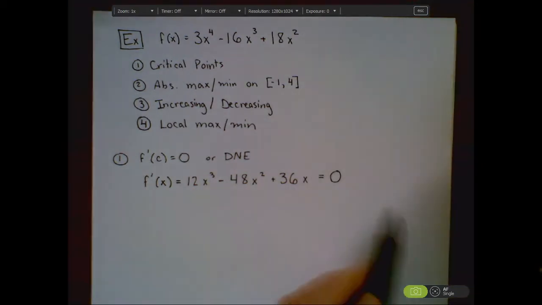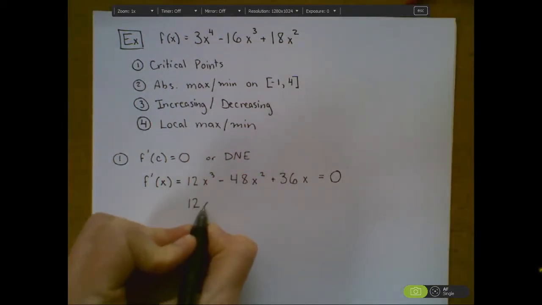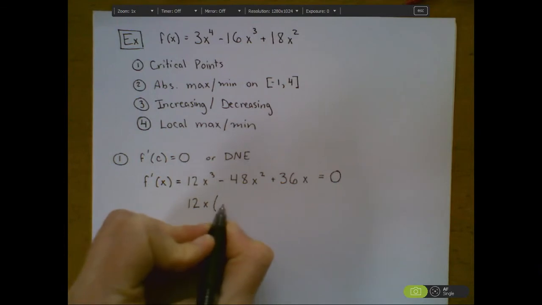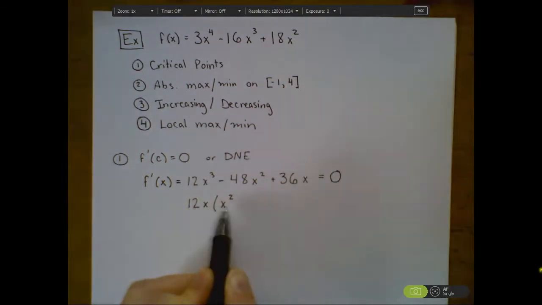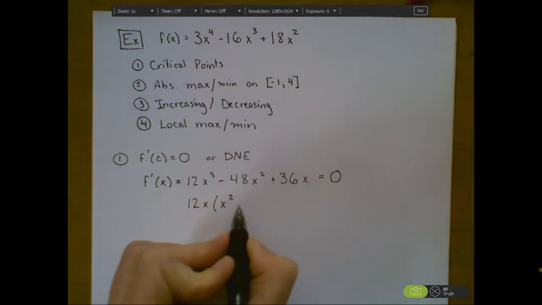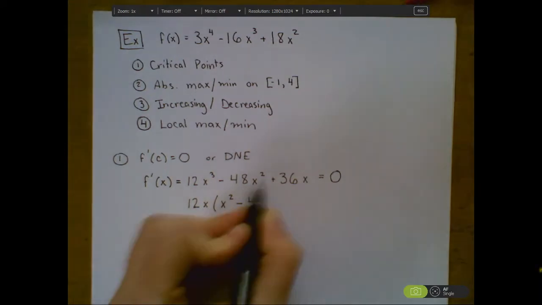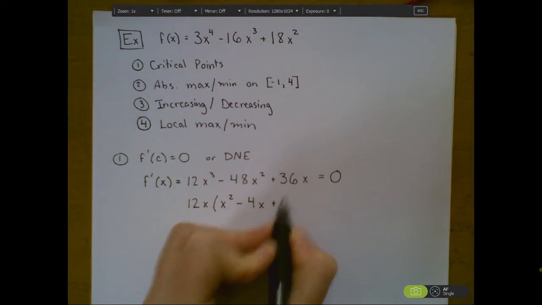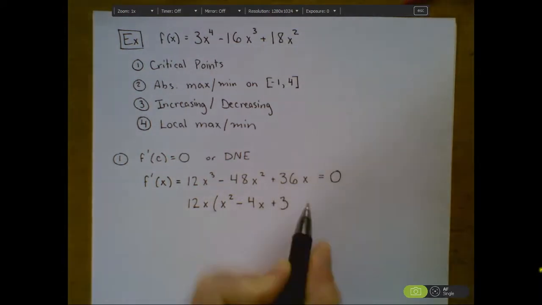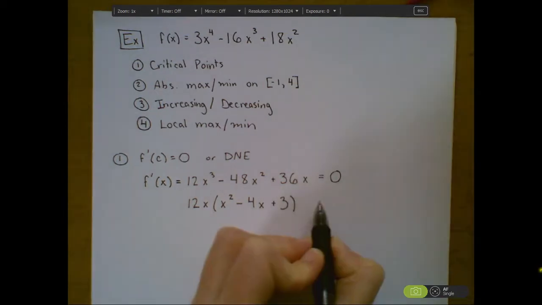Notice that there's a 12 in each of these terms, and there's also an x in each of these terms. So I'm going to go ahead and factor out 12x. When I factor it out, I get an x squared in the first term, because 12x times x squared is this x cubed term. 12 times 4 is 48, and x times x is x squared. And then 12 times 3 is 36. And that leaves me with that.